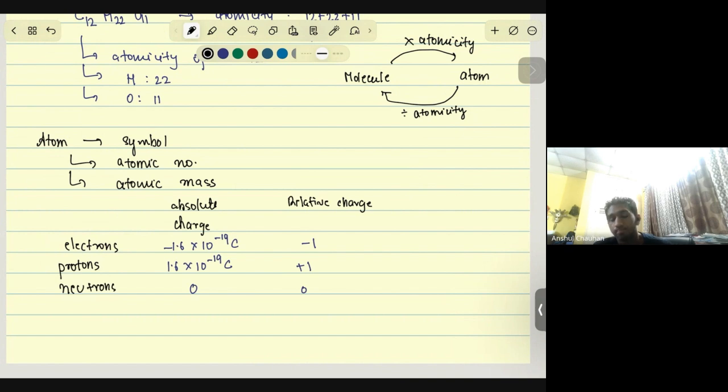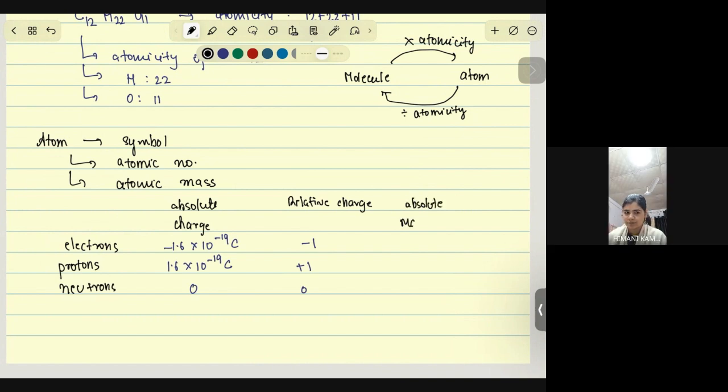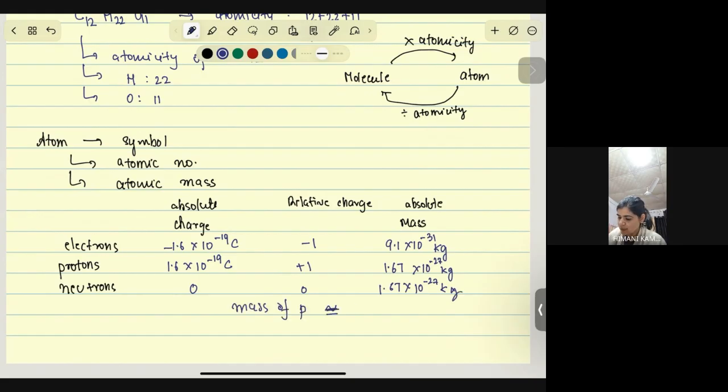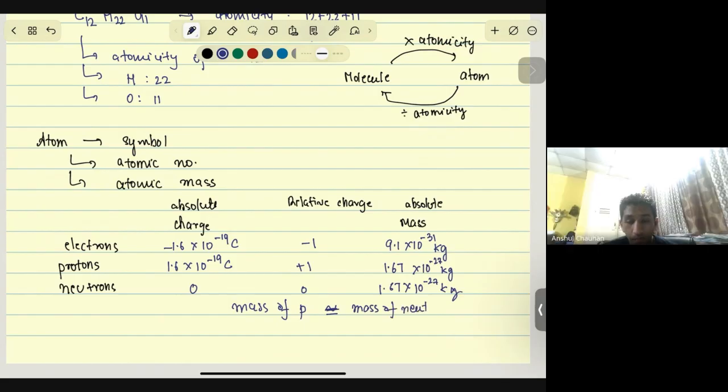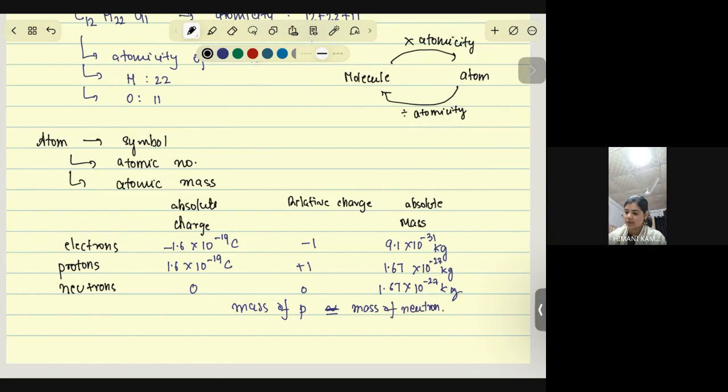The absolute mass on electron is 9.1 into 10 raised to the power -31 kg. On proton it is 1.67 into 10 raised to the power -27 kg. On neutron it is 1.67 into 10 raised to the power -27 kg. So mass of proton is equal to mass of neutron. If we talk about relative mass, for neutron it is 1 AMU, atomic mass unit. On proton also it is 1 AMU, and for electron it is around 0.